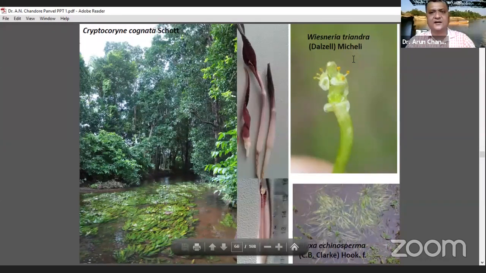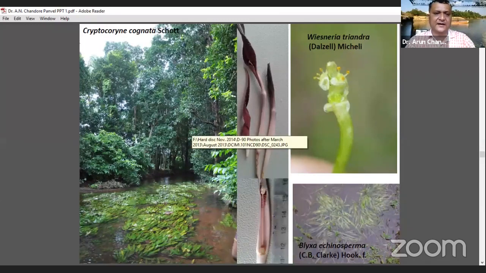And another is Wiesneria triandra. It is also a unique plant, a member of the Alismataceae, and this plant is found in aquatic marshy ponds on lateritic areas, lateritic plateaus.